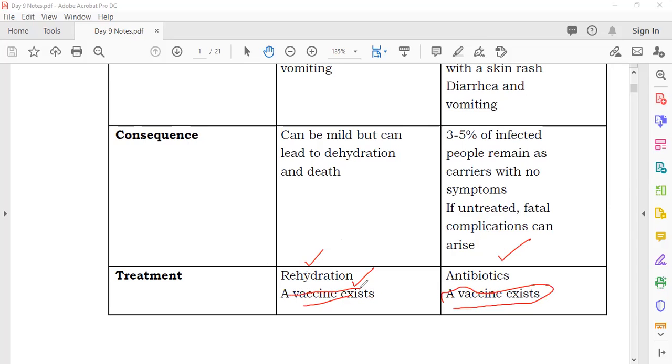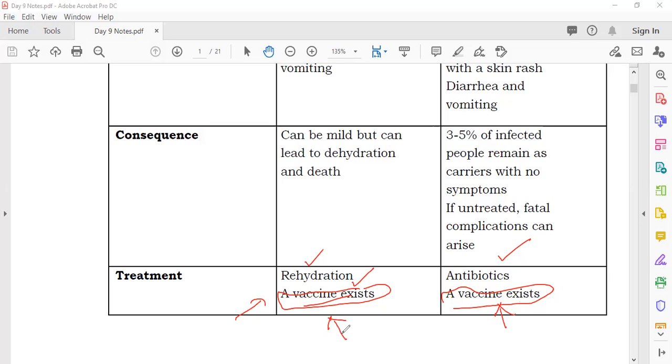Now just check the difference between them. Vaccine you take beforehand, like in childhood. If you see any child, it has a series of vaccines, in which you have cholera, typhoid, MMR, chickenpox. All these vaccines are available. These vaccines are given to people at an early age, in childhood, and they will save people from these diseases.